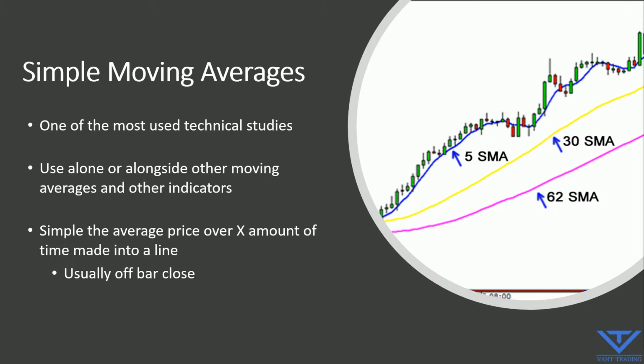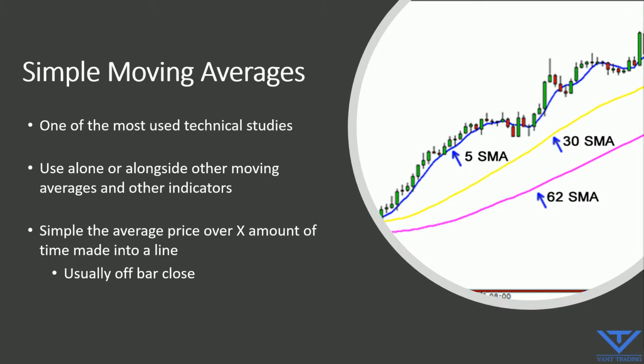And a simple moving average is you're just simply taking the average of the price over an X amount of time. If it's a 5 simple moving average, you're taking the average over the last 5 bars. And usually if it's a bar, they're going to take the close of that bar when they calculate the average for the bar. They don't try to take into account every single trade. That would be insane computationally and unnecessary.